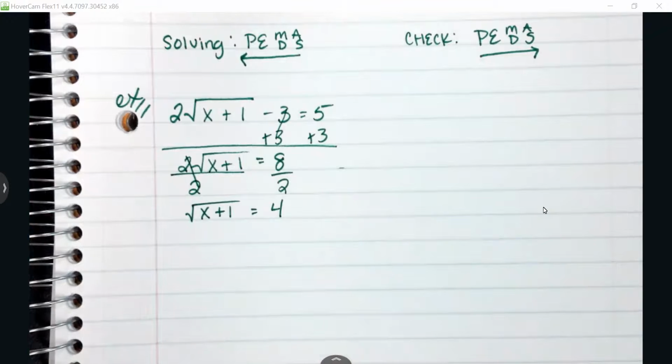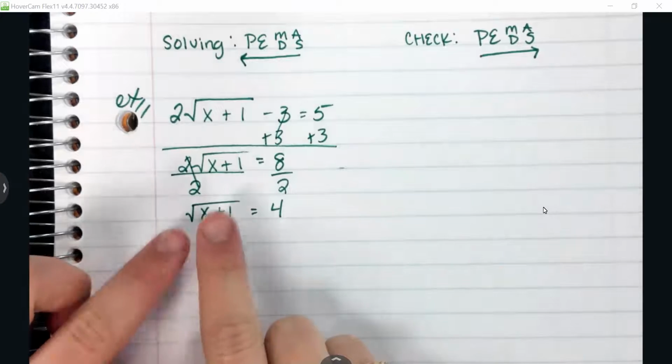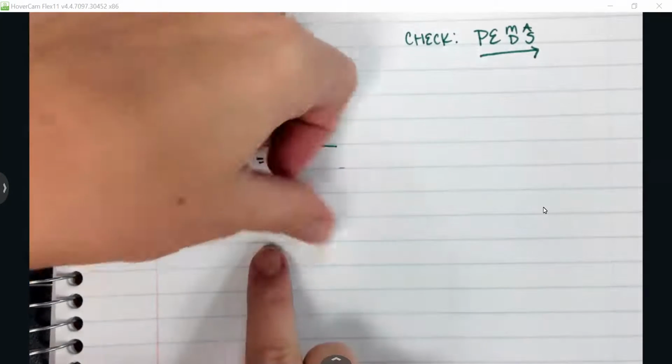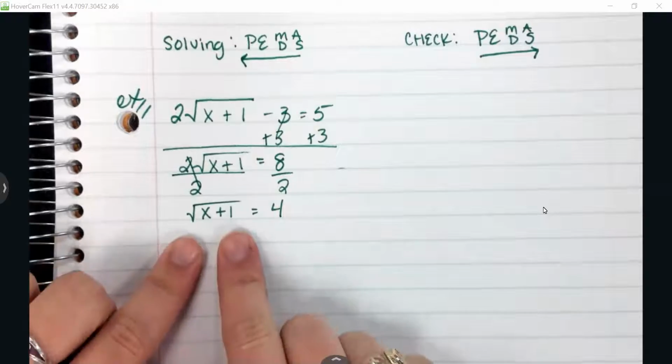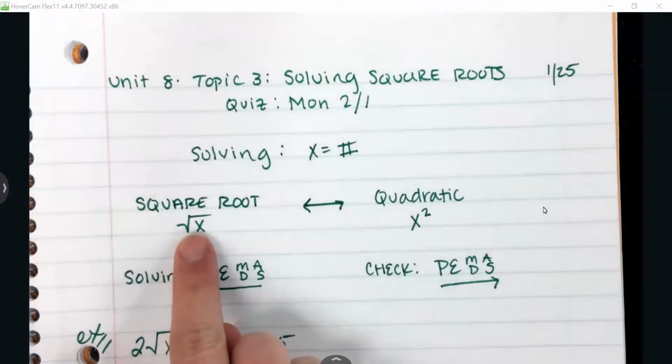Here's where I want you to think before you speak. We are working outside in to the letter x. What is the next thing outside I need to get rid of? The square root. Very good. I have to get rid of that square root. It is not 4 because 4 is on the other side of my equal sign. Okay? I need to get rid of this square root. How do I get rid of a square root?